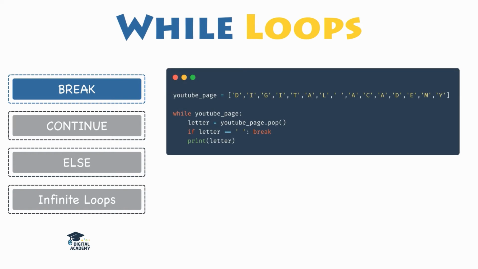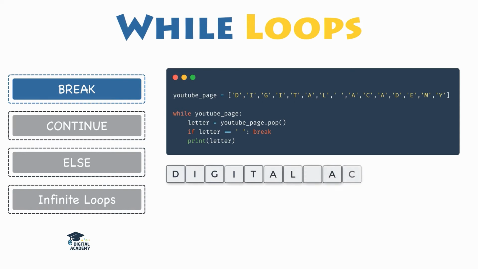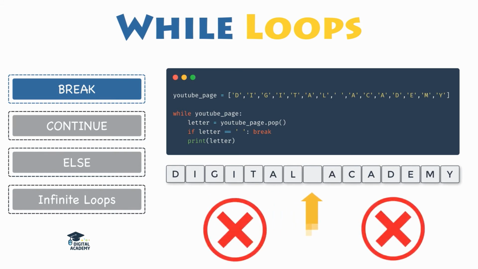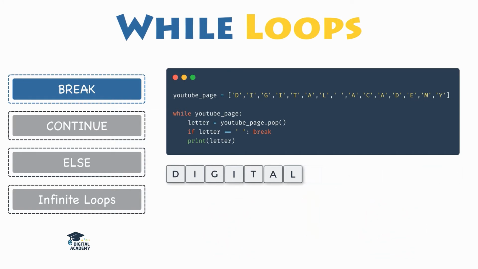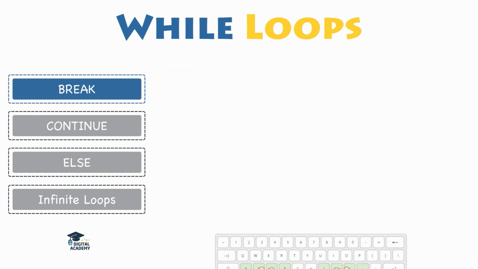Let's understand how you can use a break statement in while loop using an example. So, let's say you have a list with strings as items. You want to exit the loop using the break statement as soon as the desired string is encountered. In the above example, as soon as the loop encounters the space character, it will enter the if statement block where the break statement will exit the loop straight away. Thus, it will only print digital. Did you get it? Then let's practice.